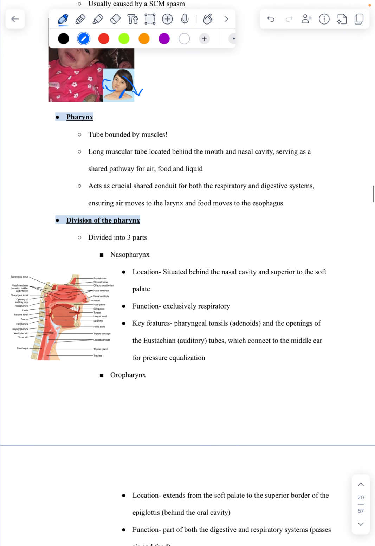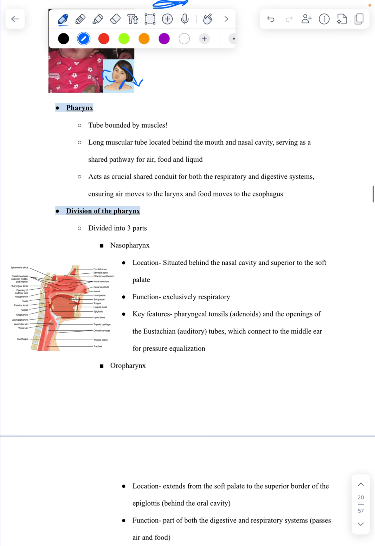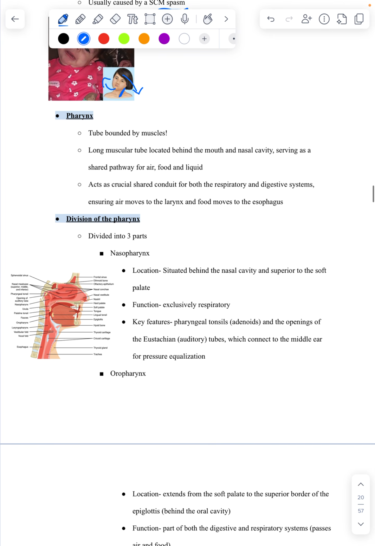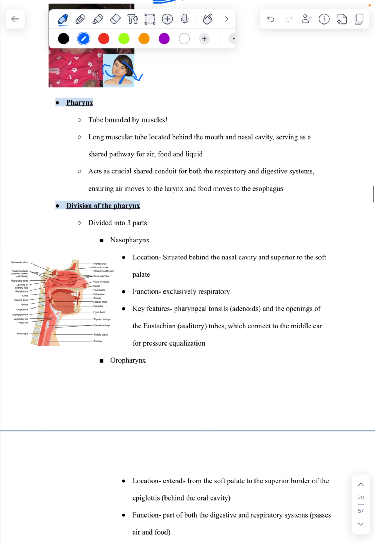Okay, pharynx. So you have pharynx and larynx. This is probably some of the newer stuff. This is a tube bounded by muscles. Sorry, I was just reading text. It's a long muscular tube behind the mouth and nasal cavity, a shared pathway. You have air that goes, food that goes, and liquid that goes. So you're breathing and you're eating from similar areas. So there has to be something that protects us from combining these different things.